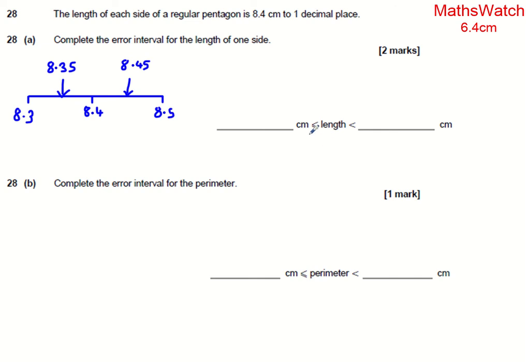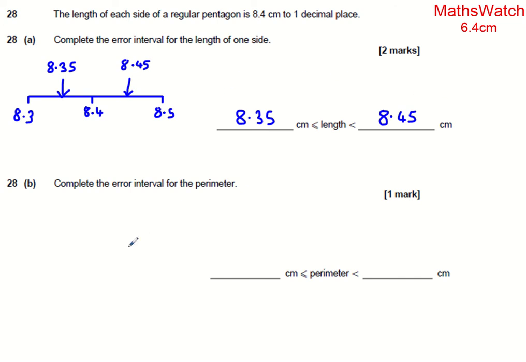Now if we reached exactly 8.45, it would actually round up to 8.5, but that's taken care of in the fact that we're using inequality symbols, and so we can be greater than or equal to 8.35. So it's got that little line underneath the inequality to say that it can be equal to that. So if you hit that exactly, it will go up to 8.4, but it has to be strictly less than 8.45. So if you have something like 8.4499999, that's less than that, which will round to 8.4 rather than 8.5. So there's our error interval.